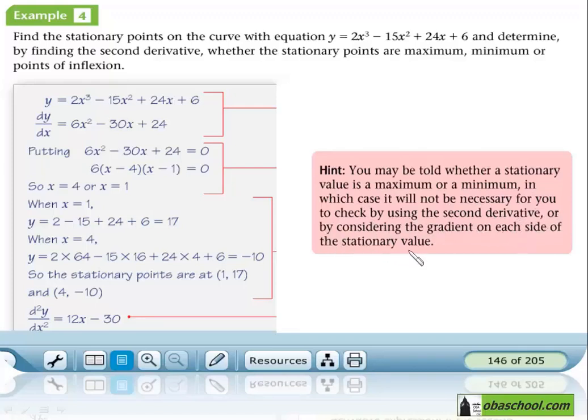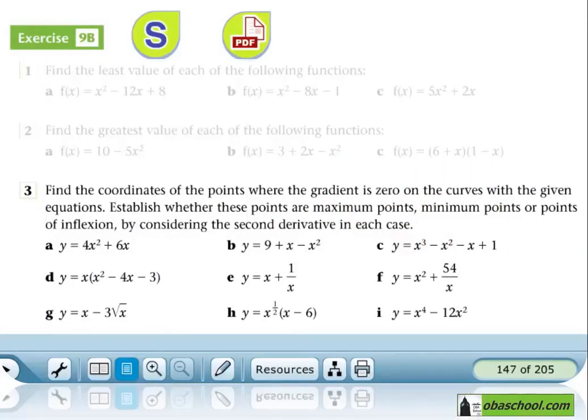So if the question doesn't specify the way, you can use the second derivative or the tabular method. And as we did, we found the value of y for x equals 1 and 4. We defined the points, then we found the second derivative, and we defined whether it is maximum or minimum on these two stationary points. You can solve these exercises in the same way. As you can see, there are different forms of the function, x in the denominator or square roots. It is the same concept, but with different functions.